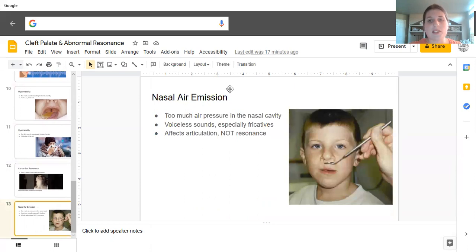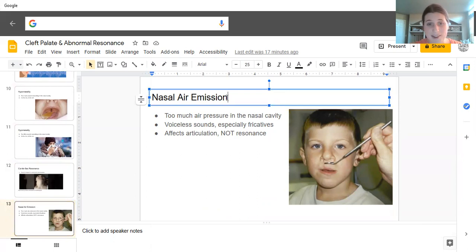Something else important to mention here is nasal air emission. I want to make it clear that this does not have to do with resonance. Resonance is only the acoustic property of sound. Nasal air emission is when there is too much air pressure in that nasal cavity. This is often going to occur with voiceless sounds, especially those fricatives, so the sh sound and the f sound. This will affect the child's articulation. Again, does not have to do with the resonance.